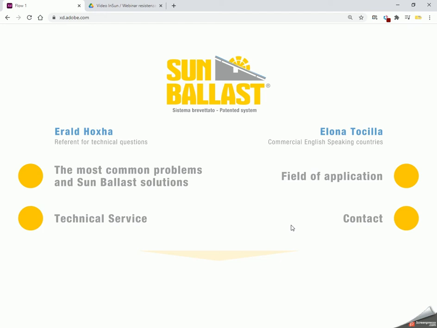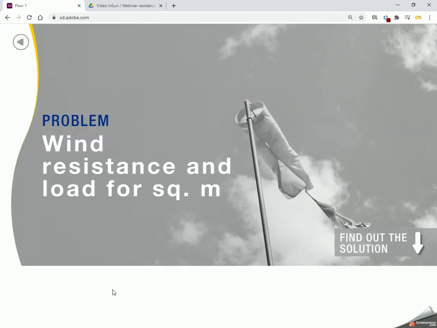Let me introduce myself. I'm Elona, part of the marketing team of Sun Ballast. Today we will mainly deal with two issues: how to solve problems of wind resistance and load per square meter on the roof with Sun Ballast. I'll explain some technical and commercial details about our solutions.